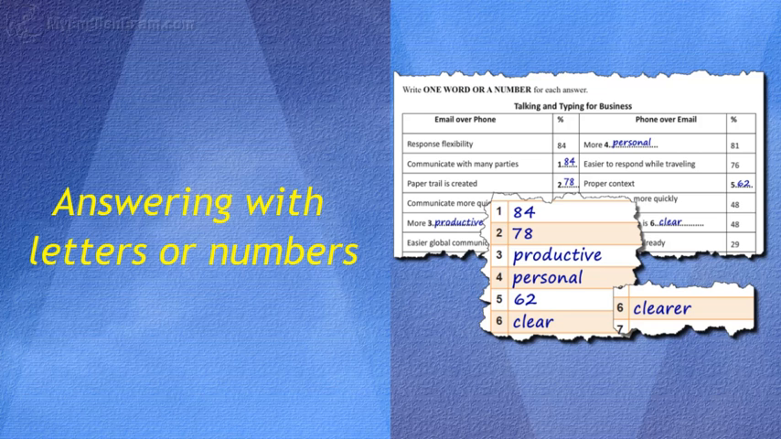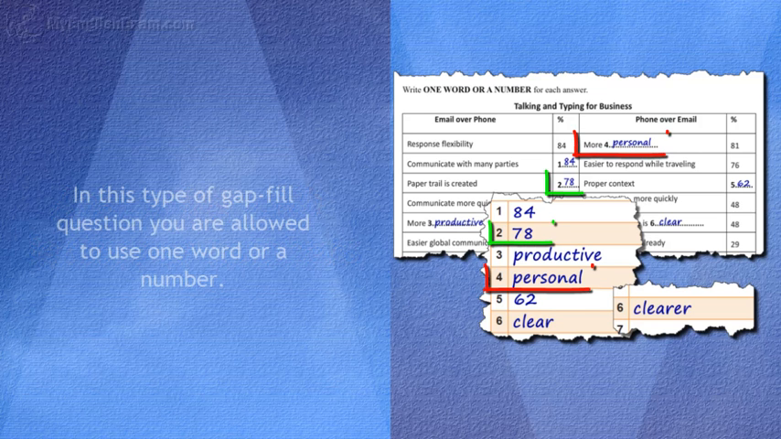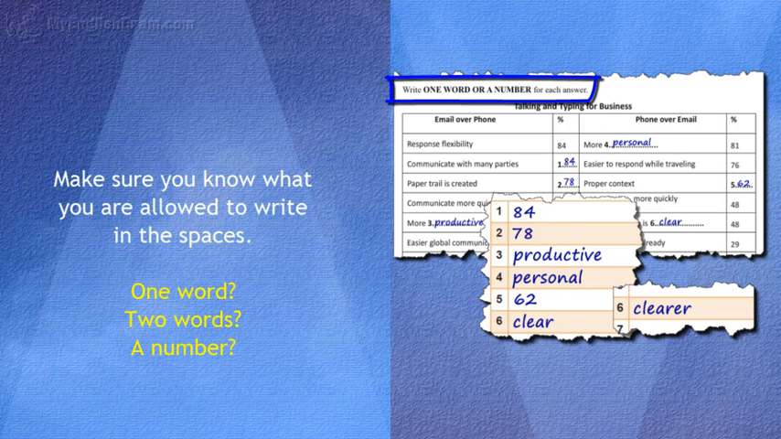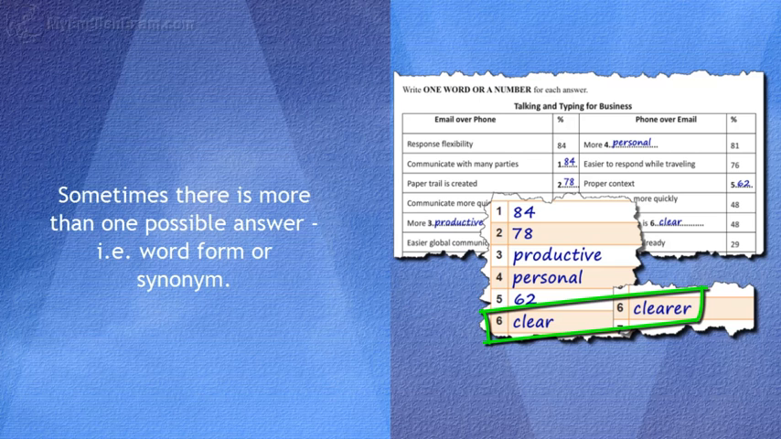Answering with letters or numbers. In this type of gap fill question, you are allowed to use one word or a number. Make sure you know what you are allowed to write in the spaces: one word, 2 words, a number. Sometimes there is more than one possible answer, i.e. word form or synonym.